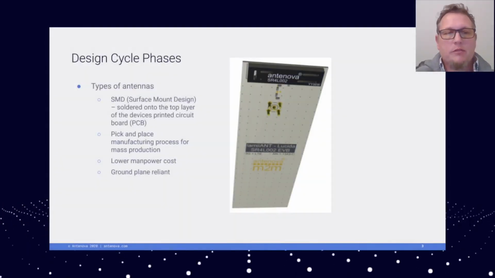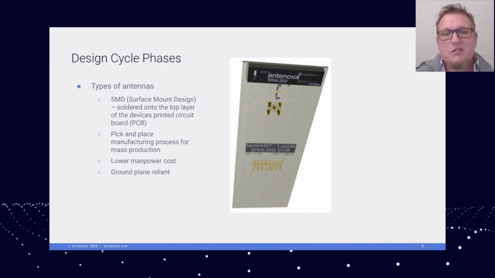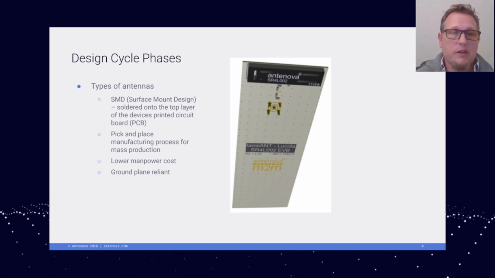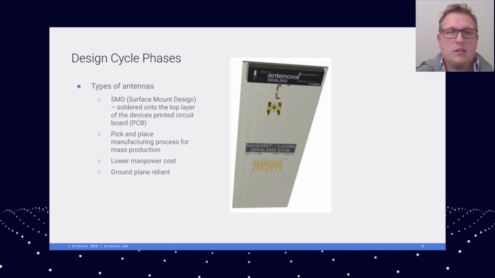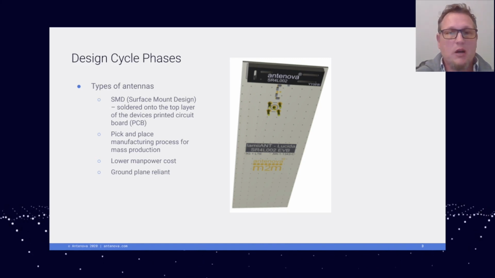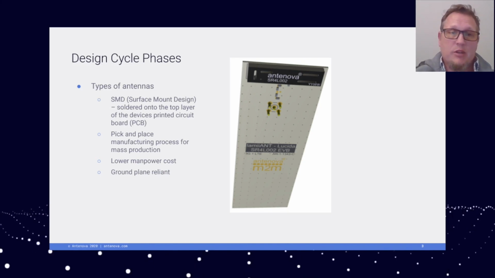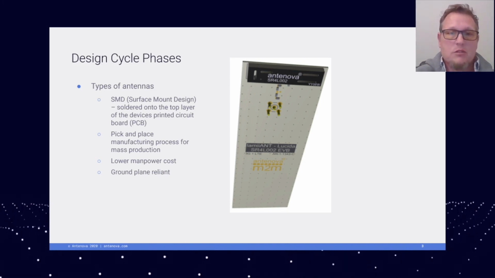So let's talk about the different types of antennas you can integrate into your product. Antenova has had great success with surface mount designed antennas integrating into many different device platforms. The great thing about the surface mount antennas is you can use the pick and place system in order to populate these antennas onto your printed circuit board. That tends to speed up the manufacturing process and lower your manpower costs.